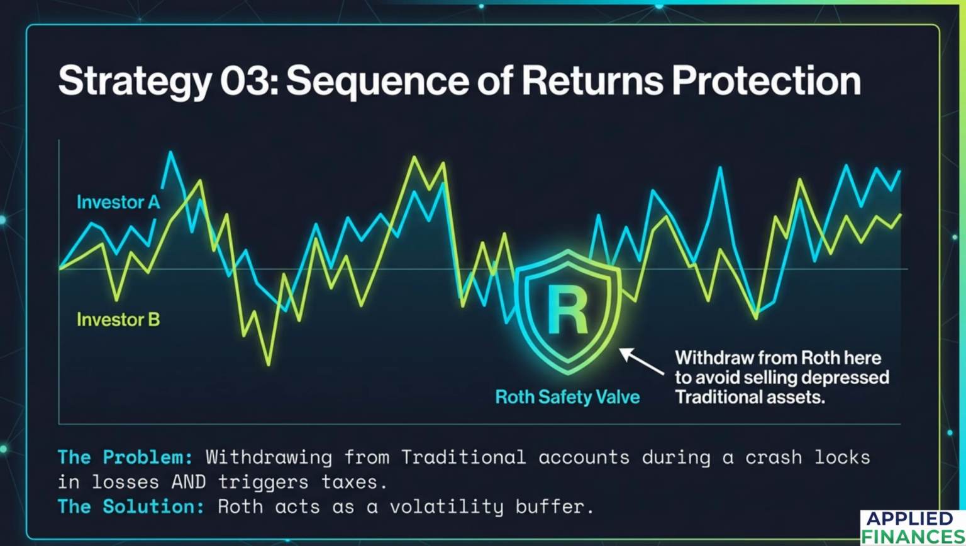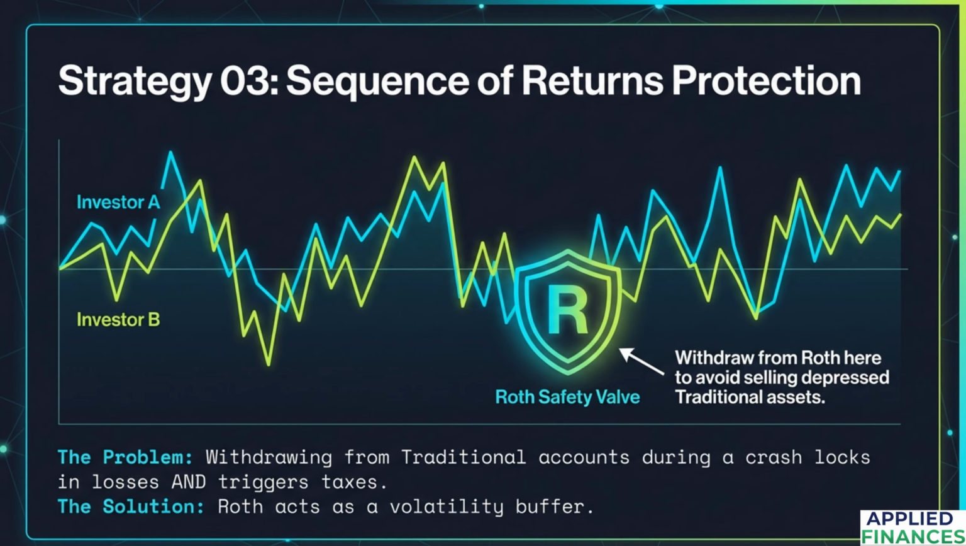However, if you have a Roth account, it acts as a volatility buffer or a safety valve. When markets are down and your traditional assets have lost value, you can choose to withdraw from your Roth bucket instead. Since these withdrawals are tax-free, you avoid the tax hit, and more importantly, you give your traditional assets time to recover without being forced to sell them at a bottom.